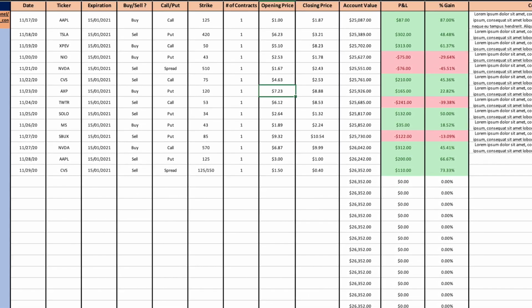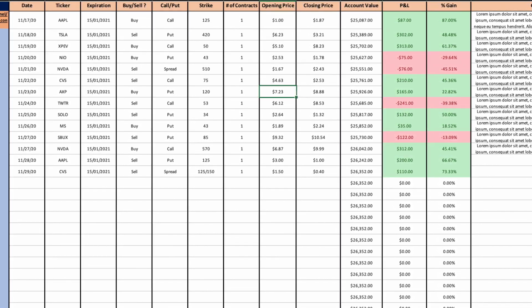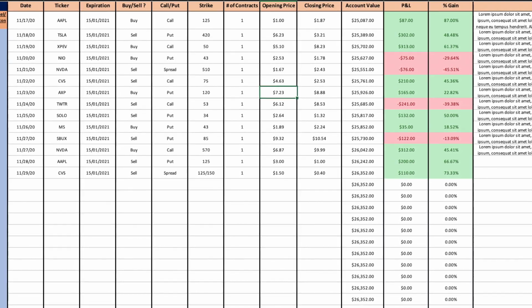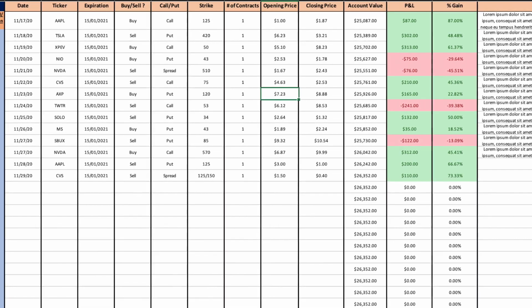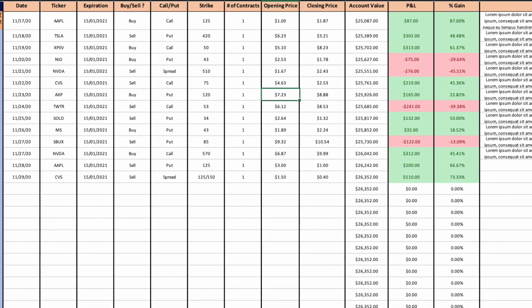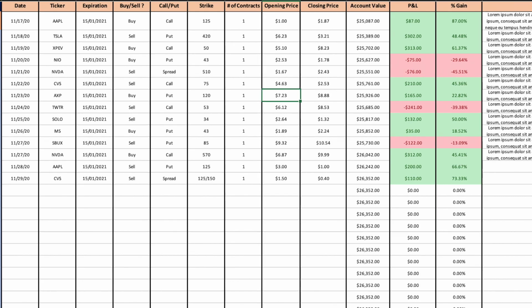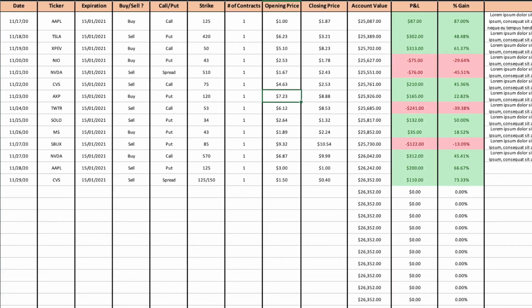So you see that it starts with a date, then you need to put the ticker, then you need to put the expiration. Are you buying or selling an option? Is it a call or a put? The strike, the number of contracts, the opening price, the closing price, and that's basically it. And after this, everything is going to be filled in automatically and it is going to be calculated automatically.